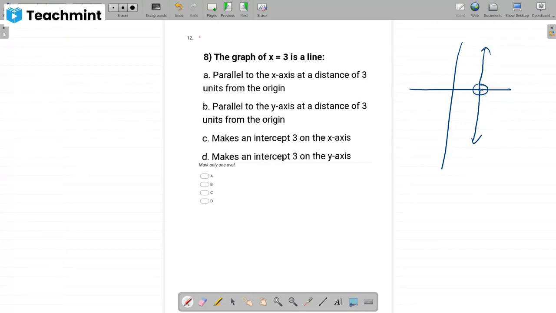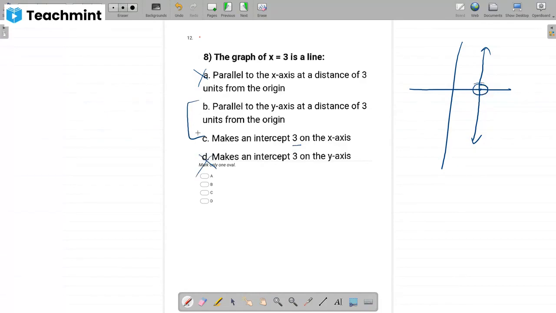Out of these four options, let us see the options. Parallel to the x-axis at a distance of 3 units: the line is not parallel to the x-axis, so the first option is wrong. Parallel to the y-axis at a distance of 3 units from the origin, that is correct. Let us also see the last two options. Makes an intercept 3 on the x-axis. This is also correct. Intercept with the x-axis means the line intersects the x-axis at the point 3. So this option is also correct. But the last option, intercept on the y-axis, is wrong.